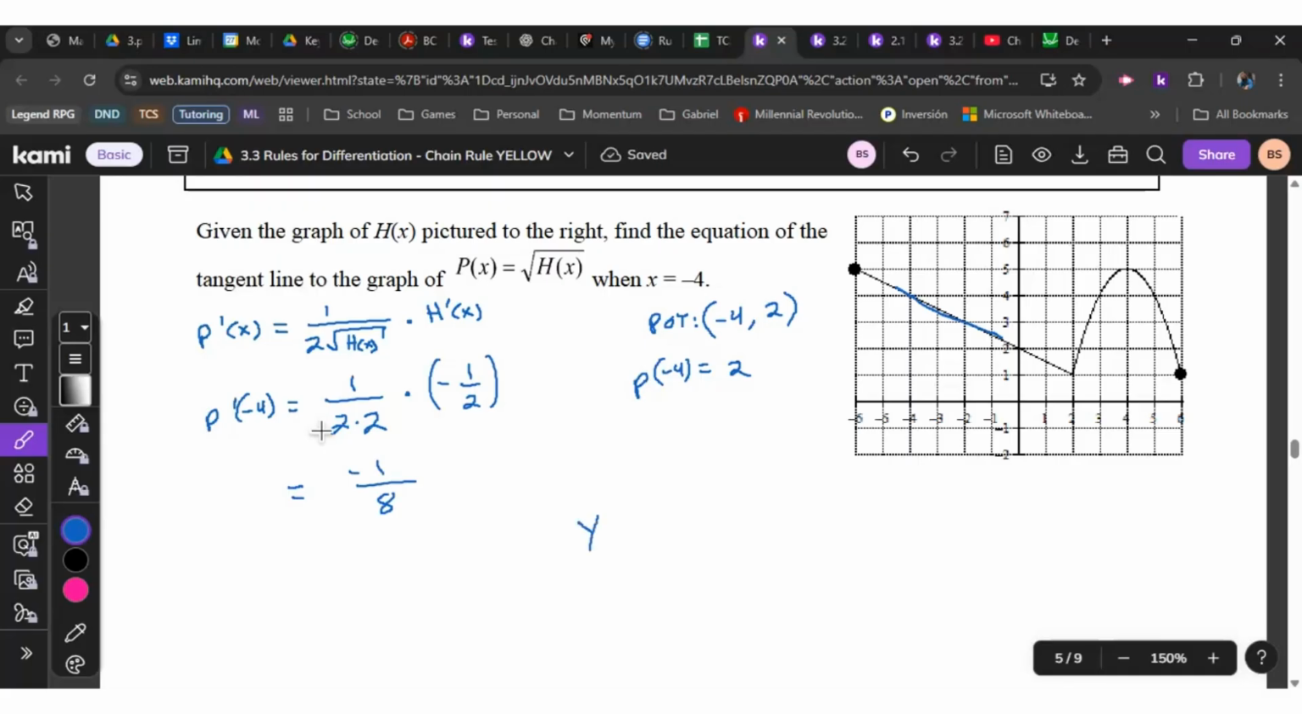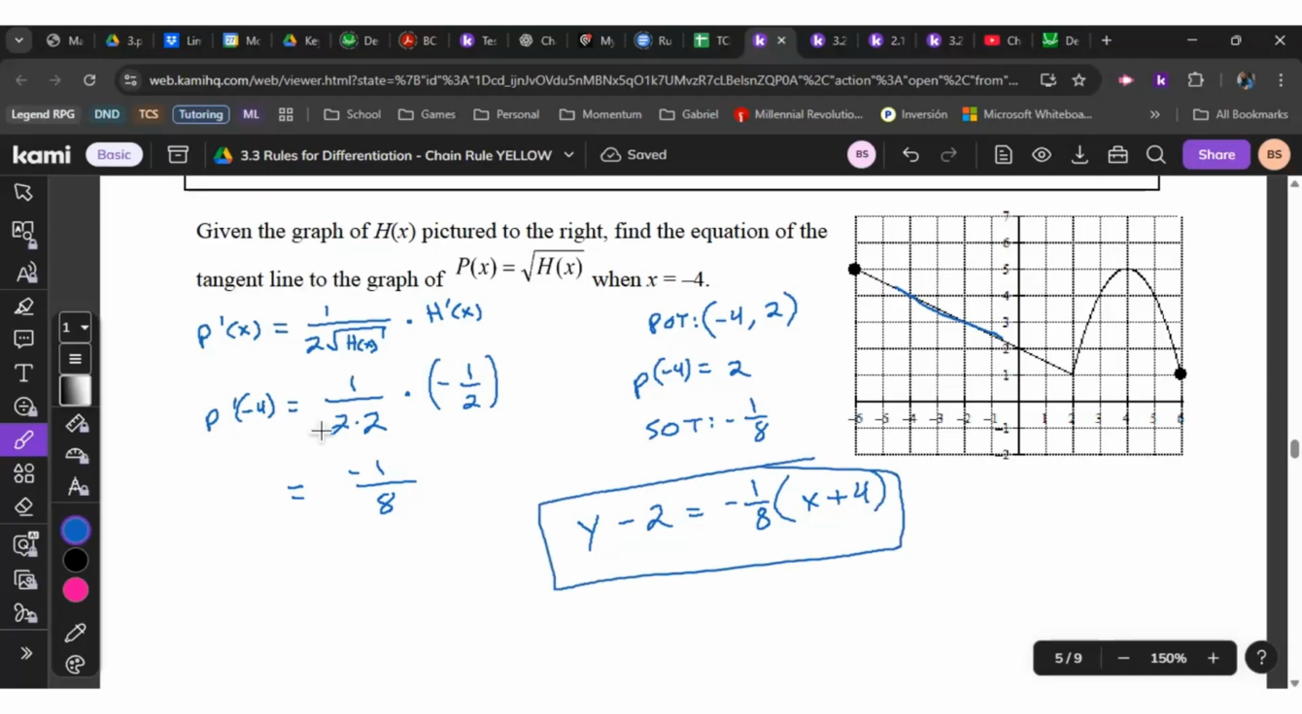So it's going to be y minus 2. Sorry, I didn't write that down. That's my slope, negative 1/8. So y minus 2 equals negative 1/8 times x minus negative 4 plus 4. And that's the equation of my tangent line. Yeah? All right.